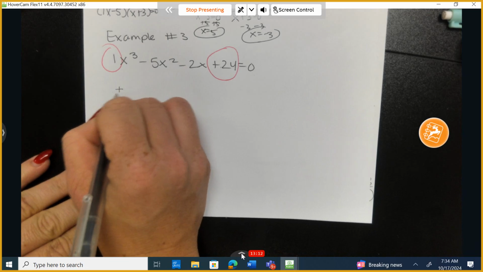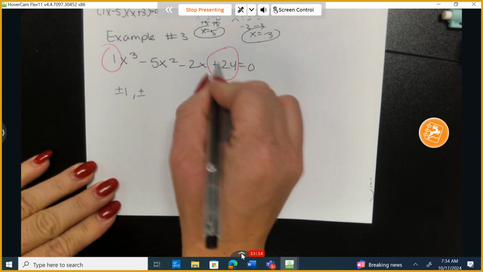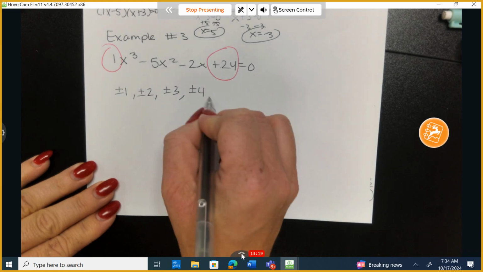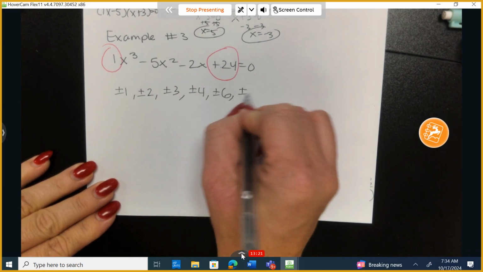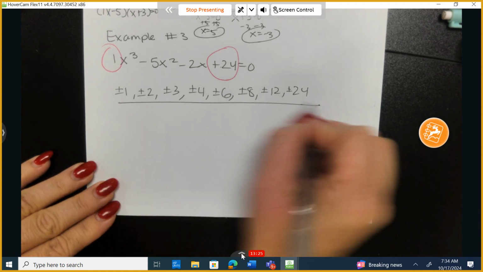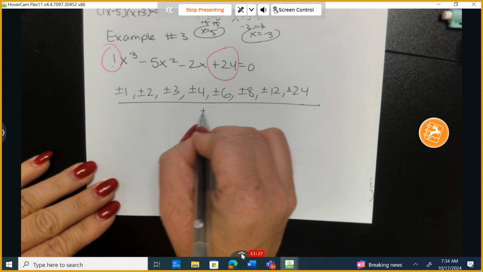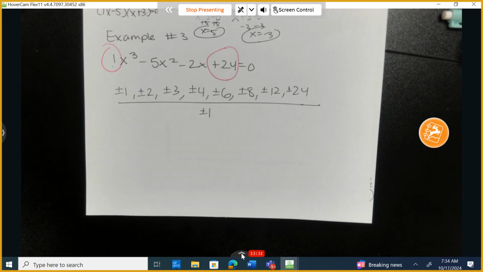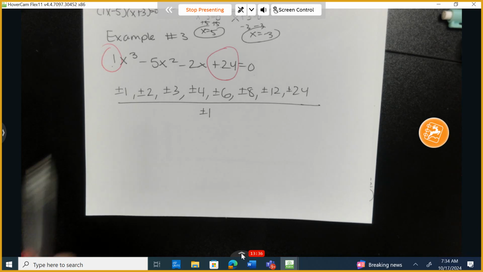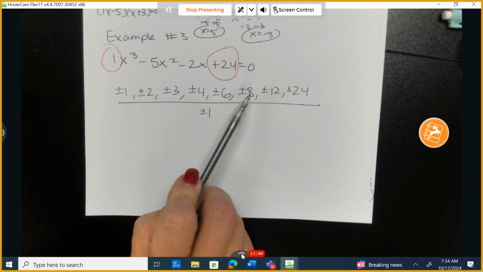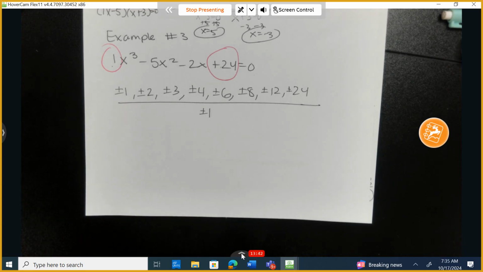Okay, so I have plus or minus 1. I'm writing down all the factors of 24. Plus or minus 2, plus or minus 3, 4 nicely divides in, 6 divides in, 8 divides in, 12 divides in, and 24 divides in. On the bottom will always be the factors of the leading coefficient. So this is a lot of numbers for us to test. When I divide, I have 2, 4, 6, 8, 10, 12, 14, 16. I have 16 different numbers to test.